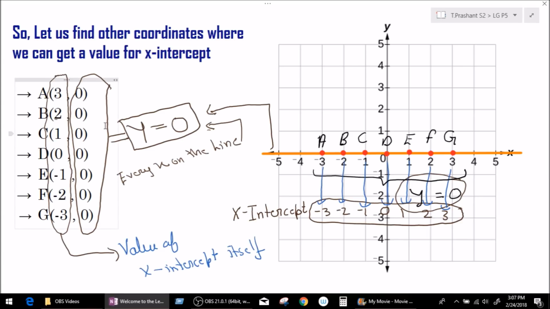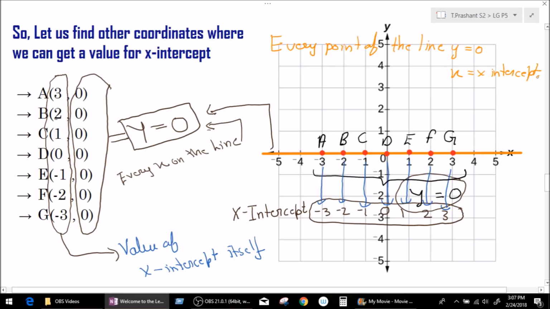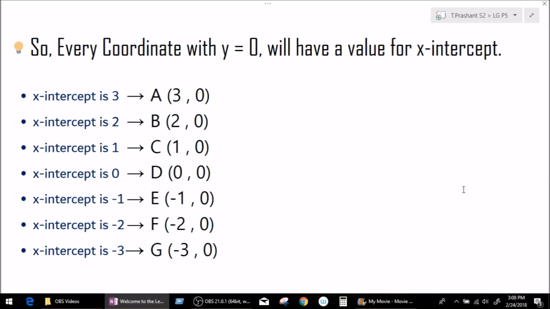And we can also say that for every point of the line y equal to 0, the x-coordinate will be the x-intercept. That's how we break down a topic. So now we know what is an x-intercept. So x-intercept is basically any value of x when it is paired with the value of y equals 0. Let's have a look at coordinate A. X is 3 and y is 0. So we can say since y is 0, x is 3, followed by the x-intercept values of 2, 1, 0, -1, -2, -3 of the following coordinates.